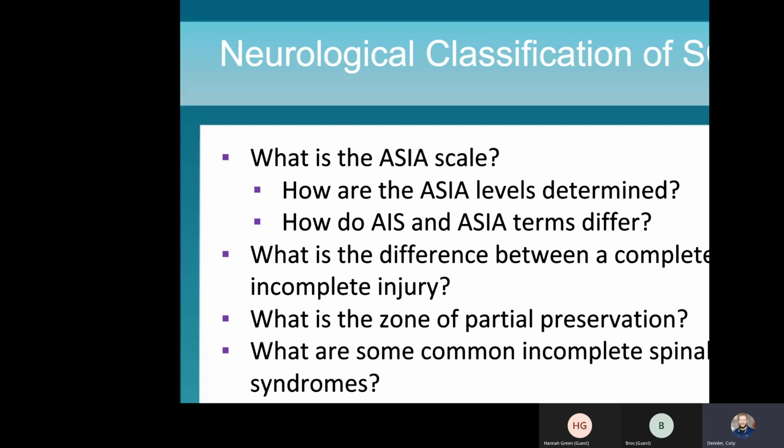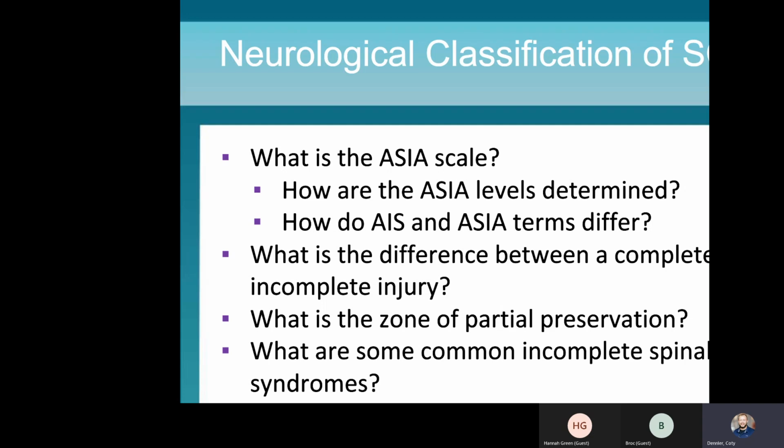All right. People with a complete spinal cord injury can't move, they can't feel anything below the level where the trauma occurred. But those with an incomplete spinal cord injury may have some sensation and some movement below the level of injury. And we're going to go over some syndromes here in a minute.